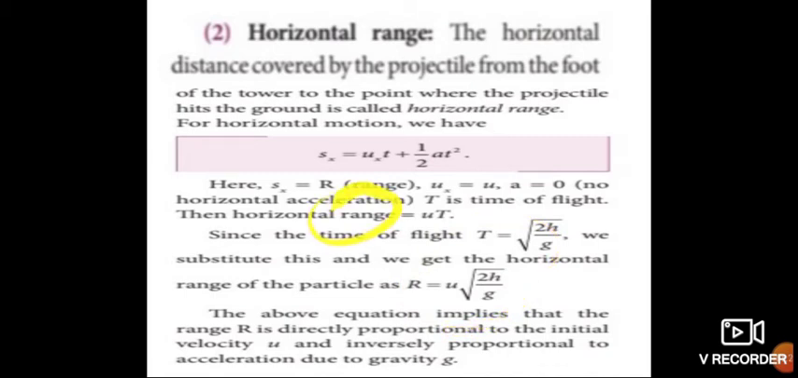R is equal to the horizontal range, R is equal to u into the value of t, that is root 2h divided by g. We substitute this equation, means R is equal to u into root 2h divided by g. So the above equation implies that the range R is directly proportional to the initial velocity u and inversely proportional to the acceleration due to gravity.